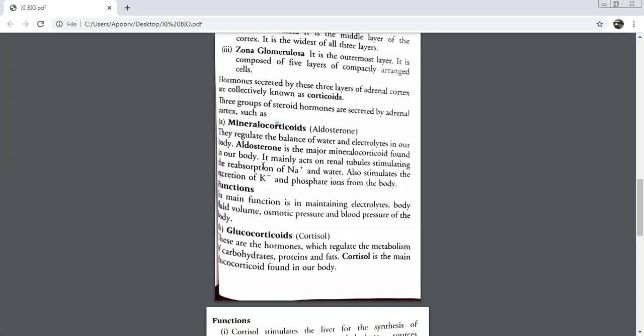You can give the example of three minerals. Which examples will you give? Sodium, potassium, phosphate.